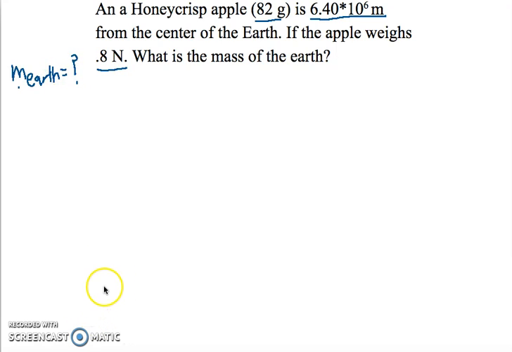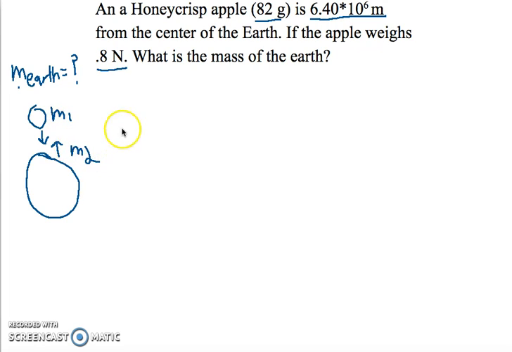So how could we find that? Well, let's write out what we know here. So again, we have an apple and it's being drawn towards the Earth. So really, when we think about that, there's really a force of gravity between them. And that might be helpful if we think about that law and think about what we know and how we could figure out that mass of the Earth.